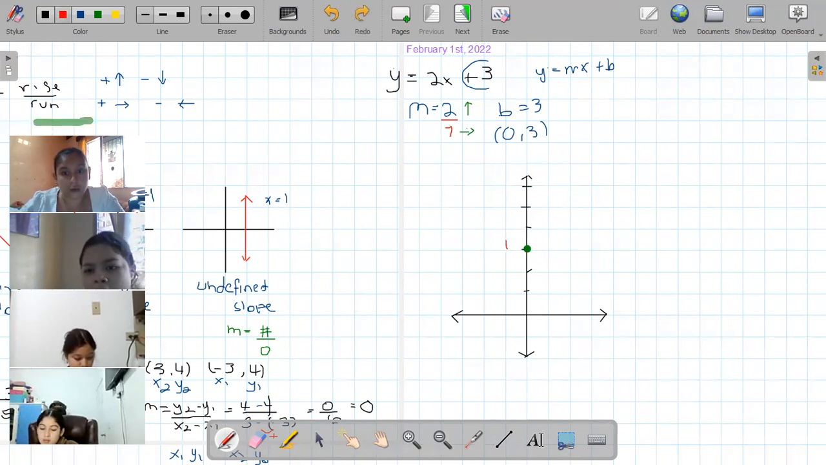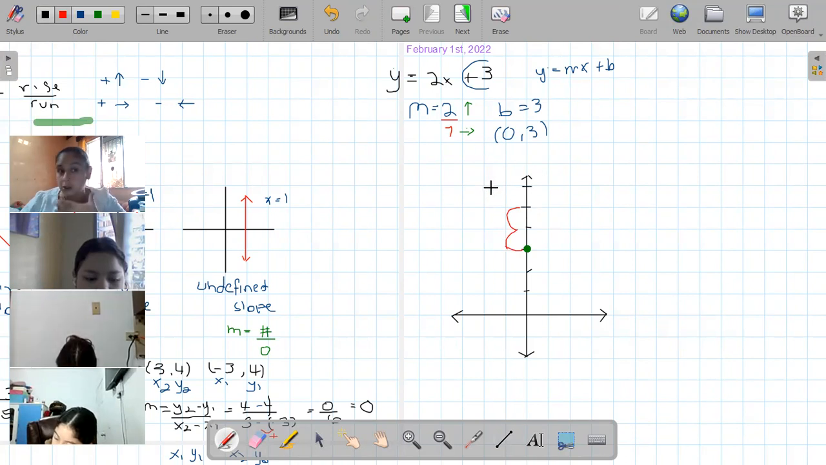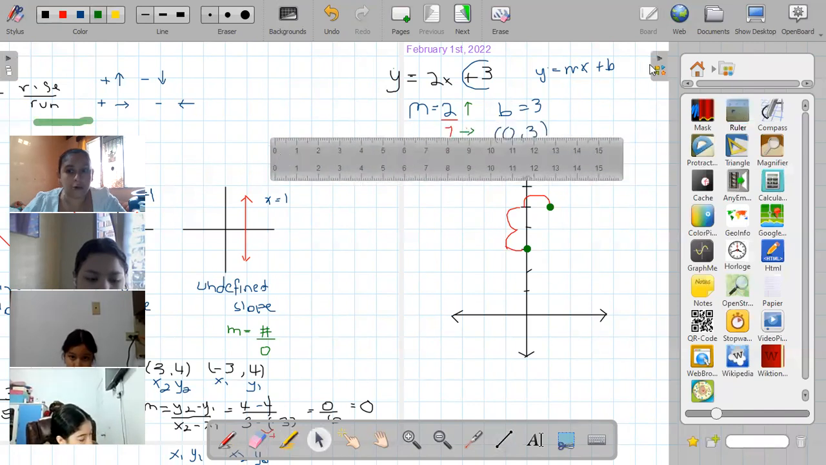I'm going to say 1, 2. Those 2 units up. Then I need to go 1 unit to the right because of the run. You can start with the run or you can start with the rise. It doesn't matter. And I go 1. Exactly in that point where I moved, that's where I'm going to place my second point. And now I just connect those 2 points with a straight line using a ruler.